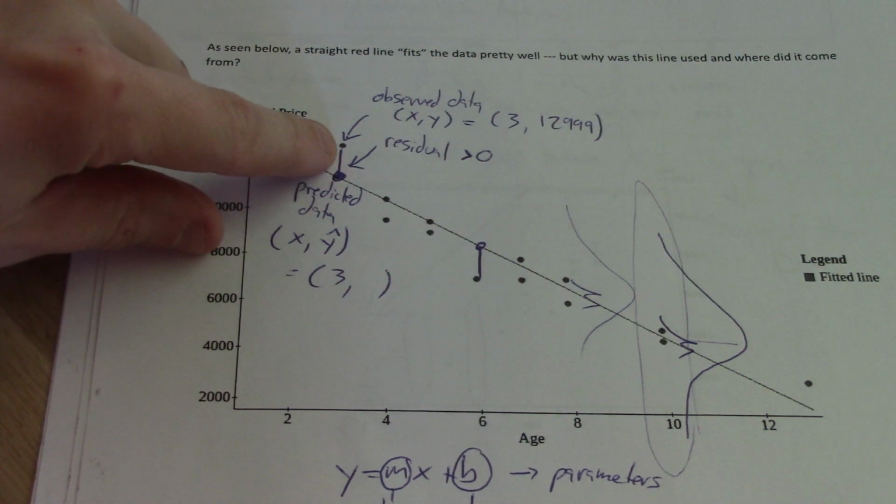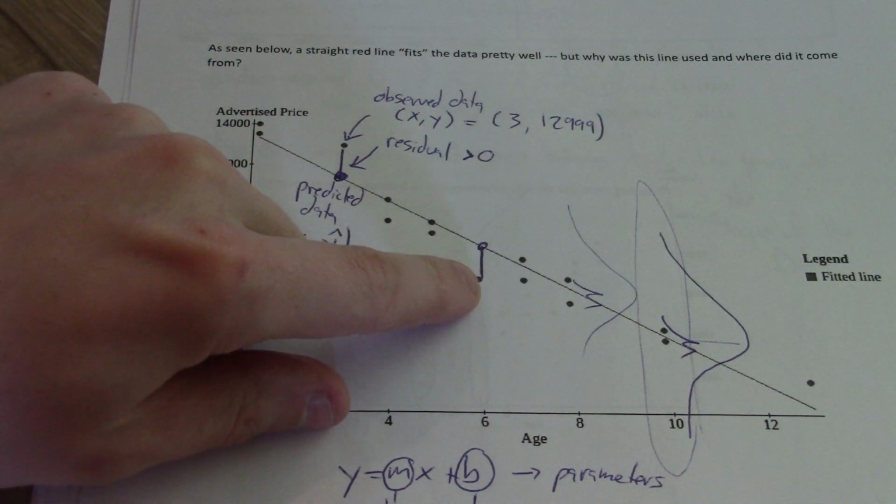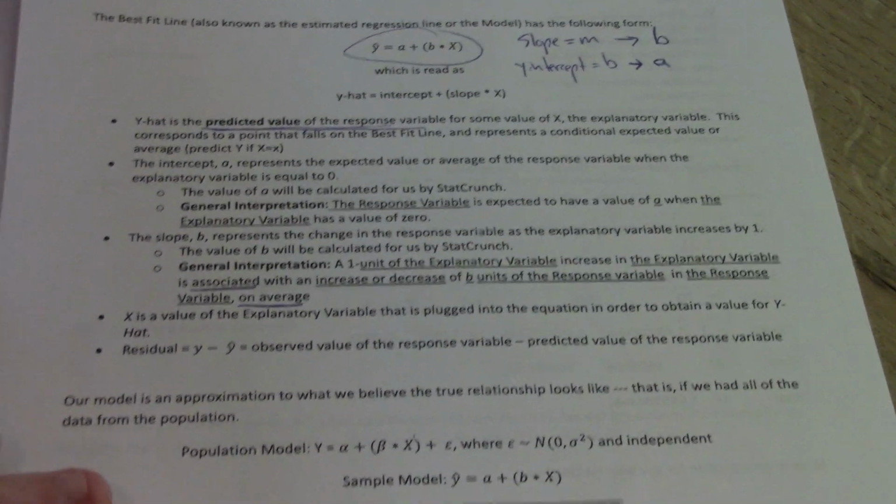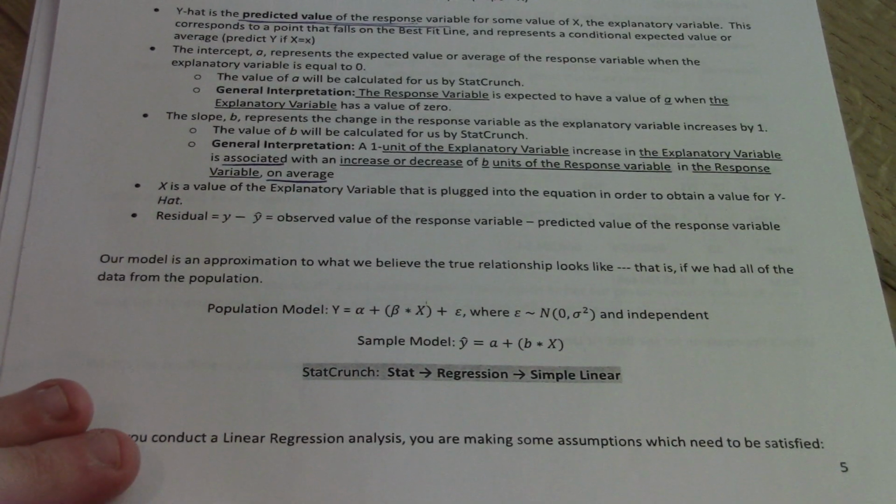So that's why if the point is above the line, that difference will be positive. If it's below the line, that difference will be negative. And we'll do, again, some examples of computing residuals. Okay.